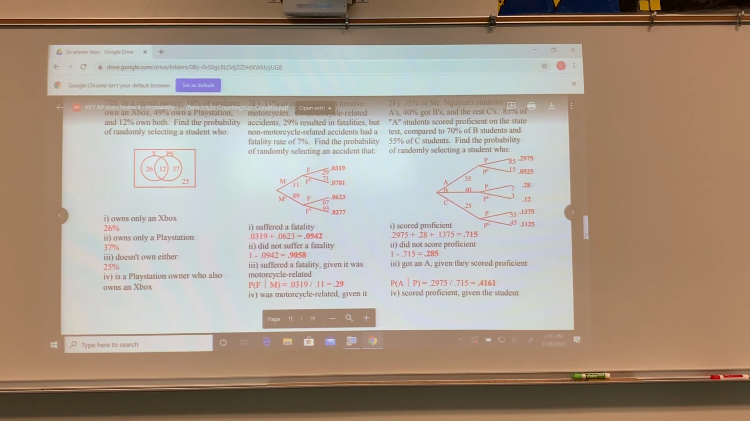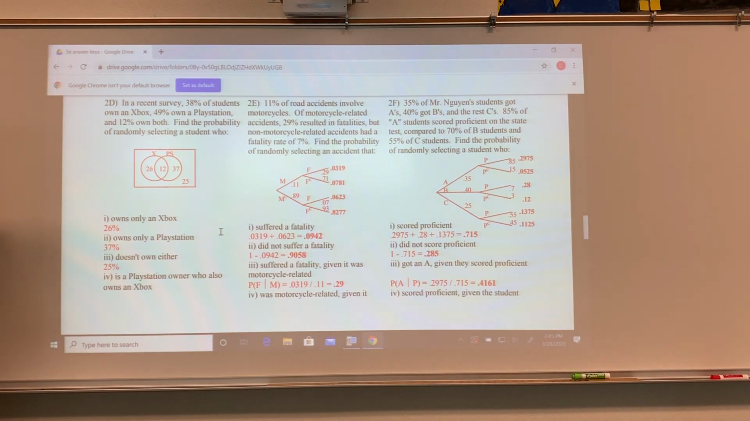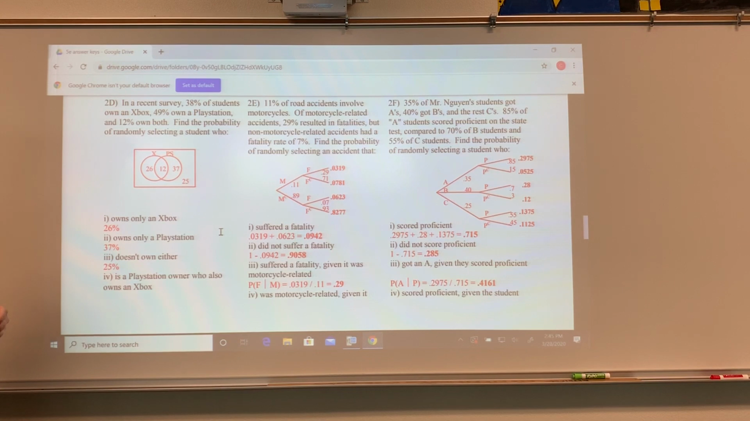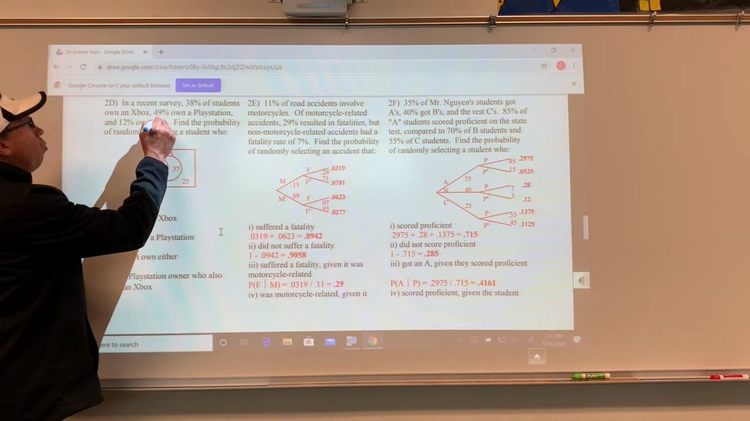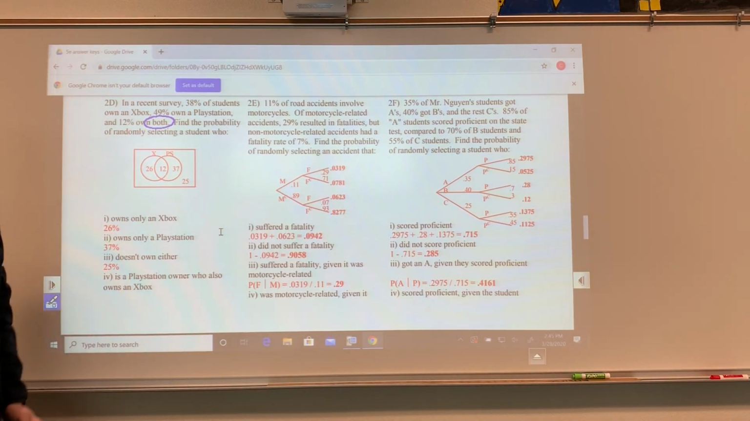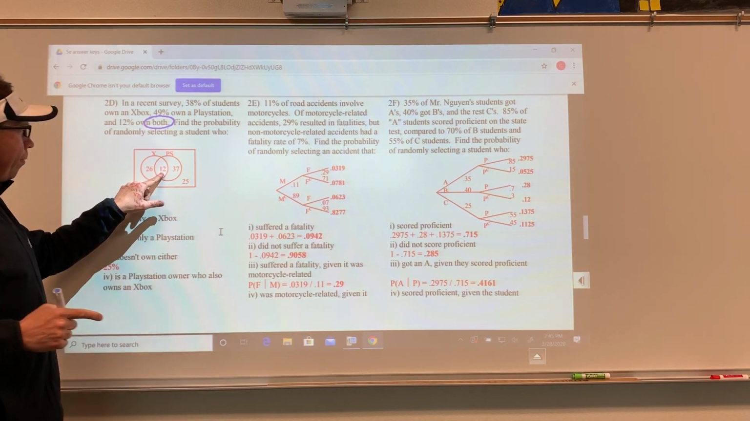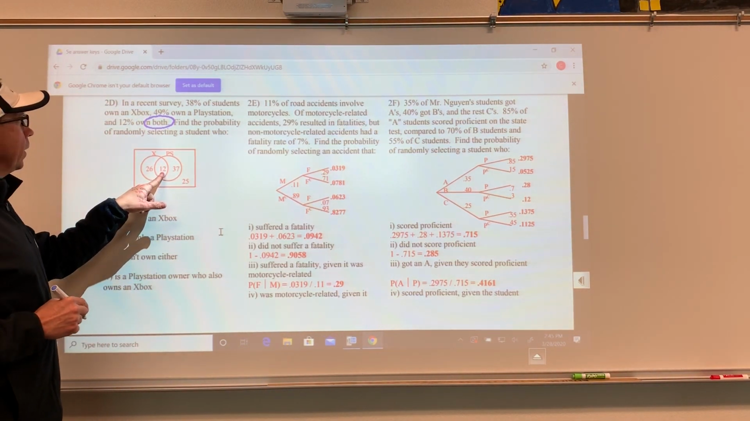Okay, the last 3. Last 3 here on this section. In a recent survey, 38% of students own an Xbox, 40% a PlayStation, 12% both. Find the probability of randomly selecting a student who, all right, both is the key word. Once I see the word both, I'm going into a Venn diagram. And I put the both right there, 12%, okay?